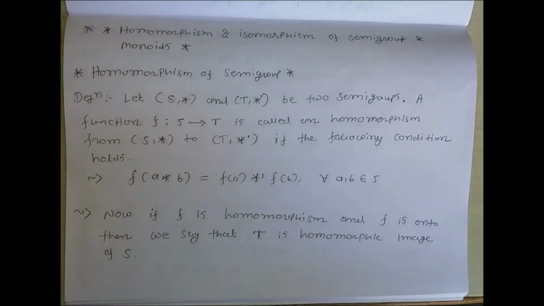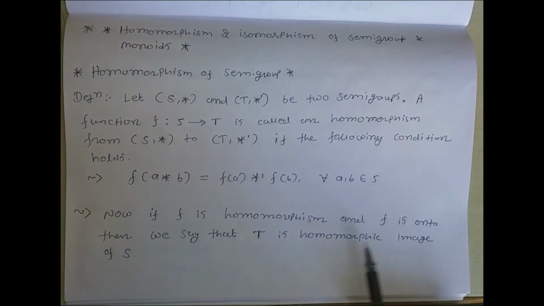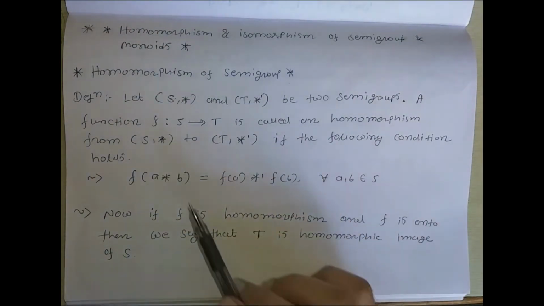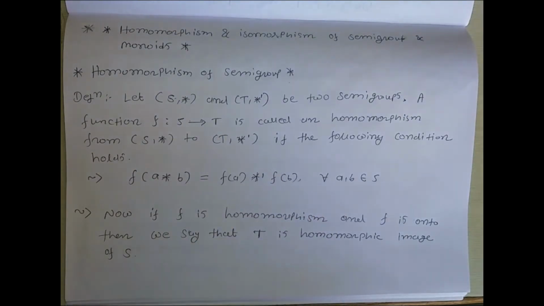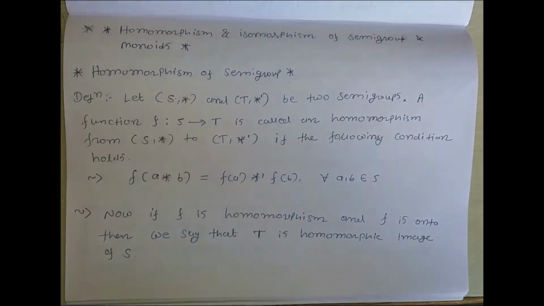If f is an onto homomorphism, then the codomain is said to be the homomorphic image of the domain. That is, T is a homomorphic image of S.